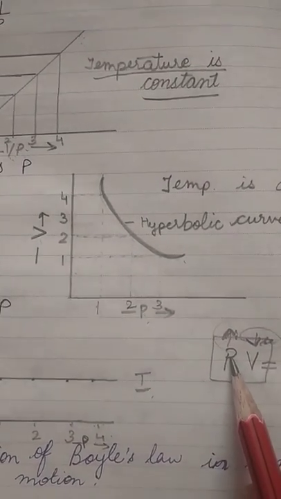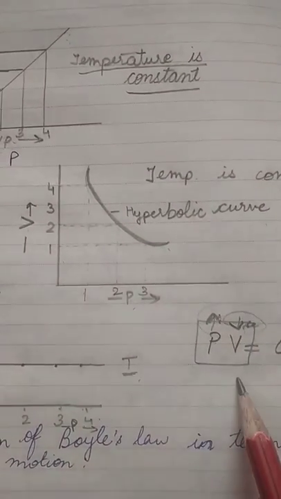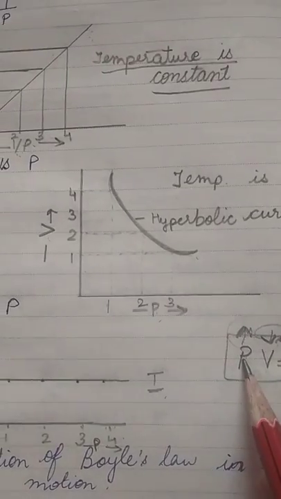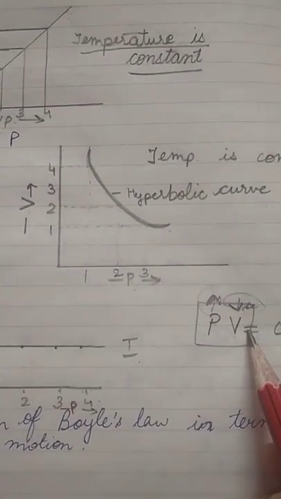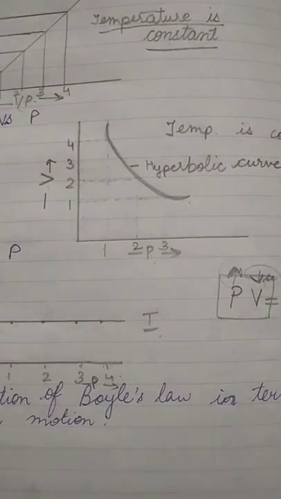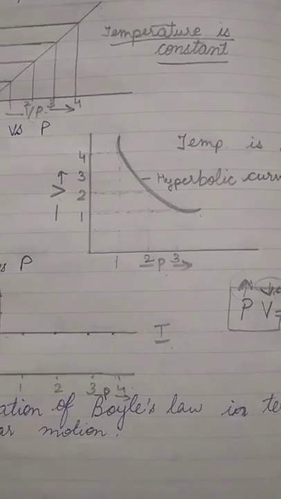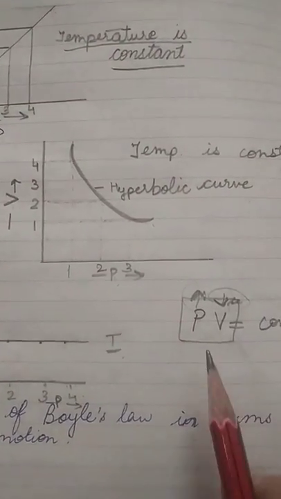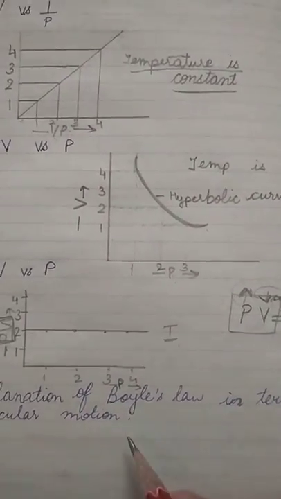So in total it will be a constant. If pressure is doubled, volume becomes half. If pressure is halved, then volume will be doubled. So they are inversely proportional, but their product is always a constant.